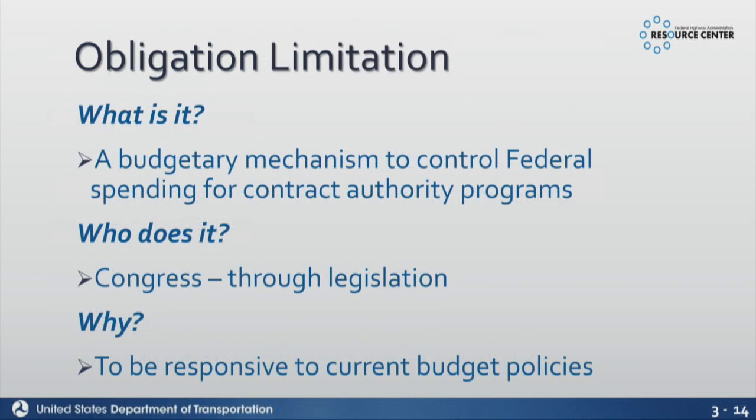All right, so now we get into obligation limitation. So what is it? Congress put a budgetary control in place that tells us how much of the contract authority we've been given we're allowed to use each year. They do this through legislation. It's set through the FAST Act. It tells us every year how much we can have and use. And the reason is to be responsive to current policies and budgets.